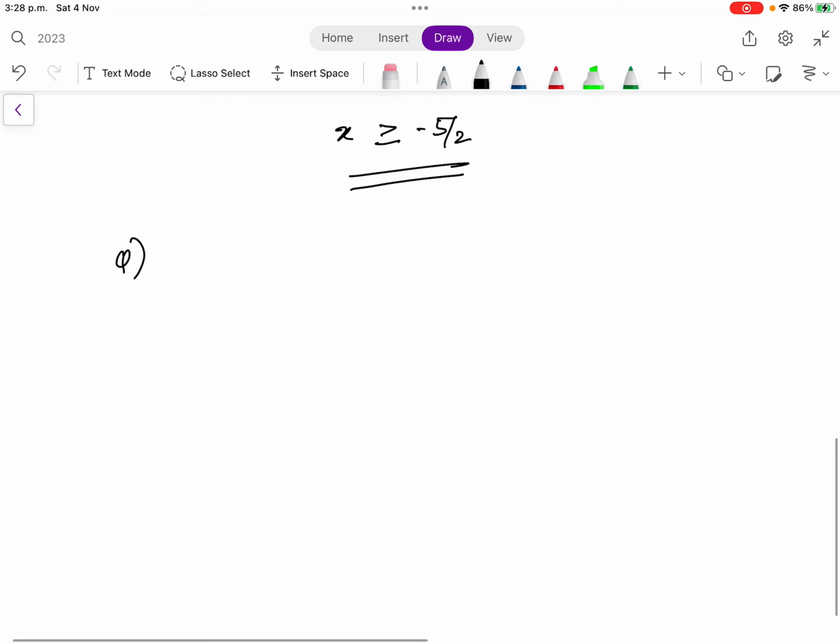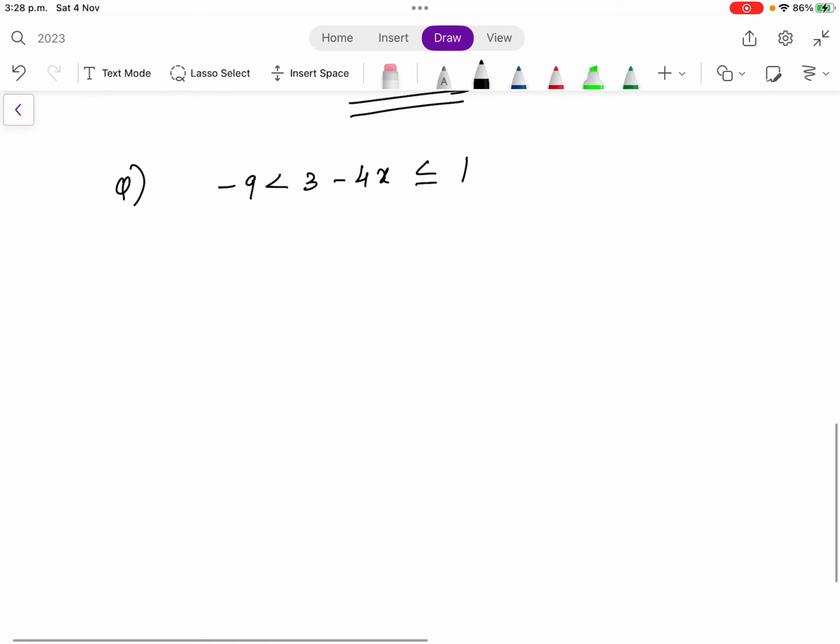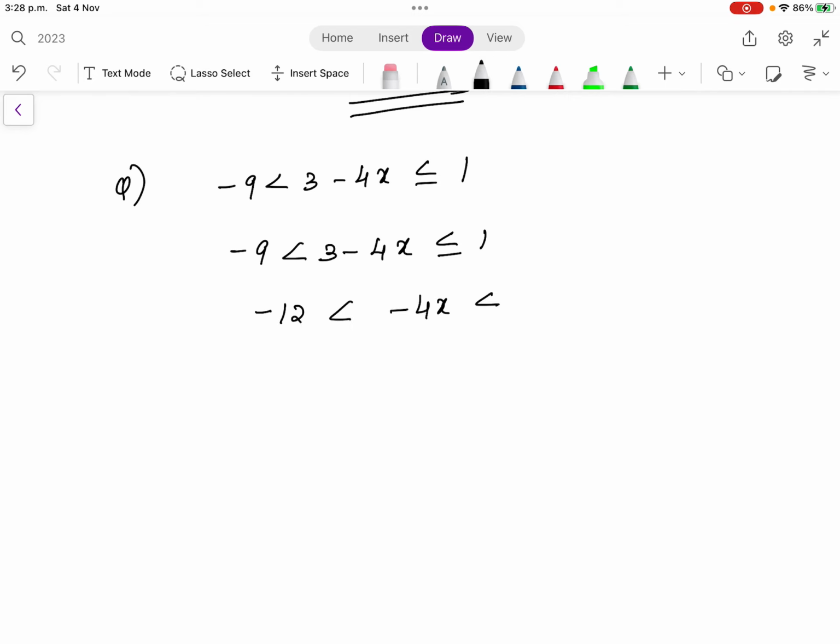Let's try another question: minus 9 is less than 3 minus 4x, which is less than or equal to 1. How will you solve this? Subtracting 3 throughout, you get minus 12 is less than minus 4x, which is less than or equal to minus 2. Then you simplify this by dividing by minus 4, and as I said, the sign will change. So 3 is greater than x, which is greater than or equal to 1 over 2. So what you can write is 1 over 2 less than or equal to x less than 3. This is how we solve the inequality.